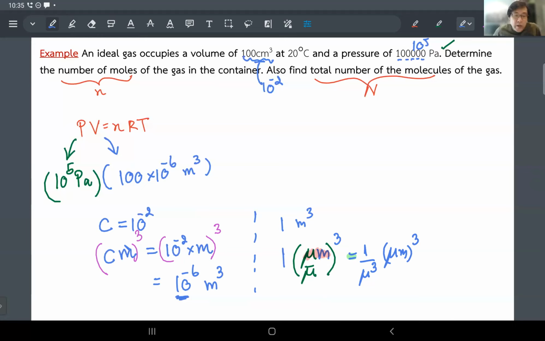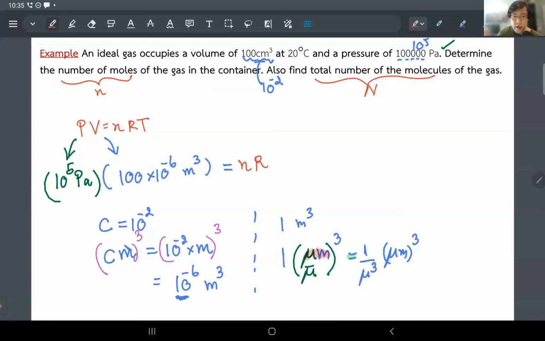All right, so that's how you can manipulate your units, by treating all those prefixes as just a number under product. You just do simple multiplication, on and on. Okay, come back here. So equate that. Small n, that's what you want to figure out. The R, just keep it as R.